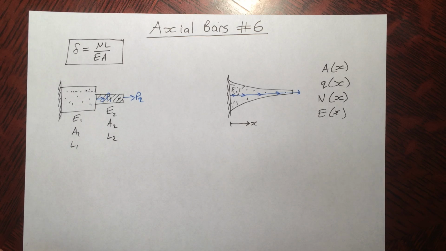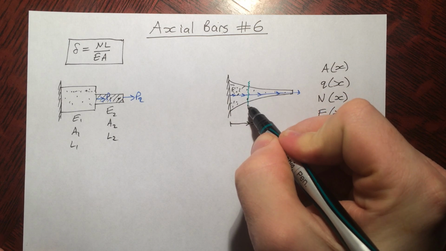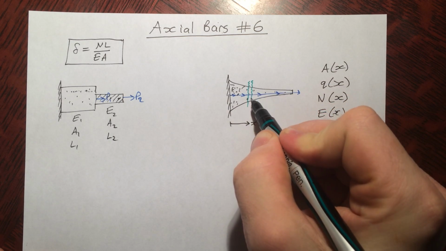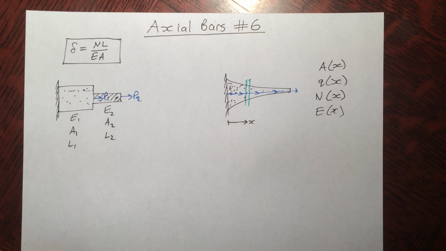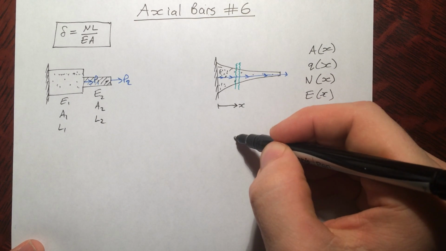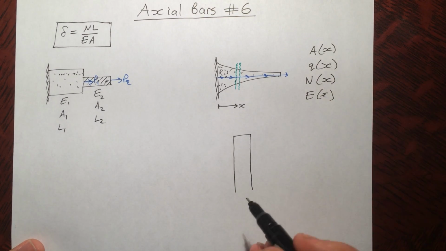Let's just take a slice of this at a distance x away. We're going to have to make two cuts. Let's take that segment out and draw a free body diagram of that. It's like this here, a small section.